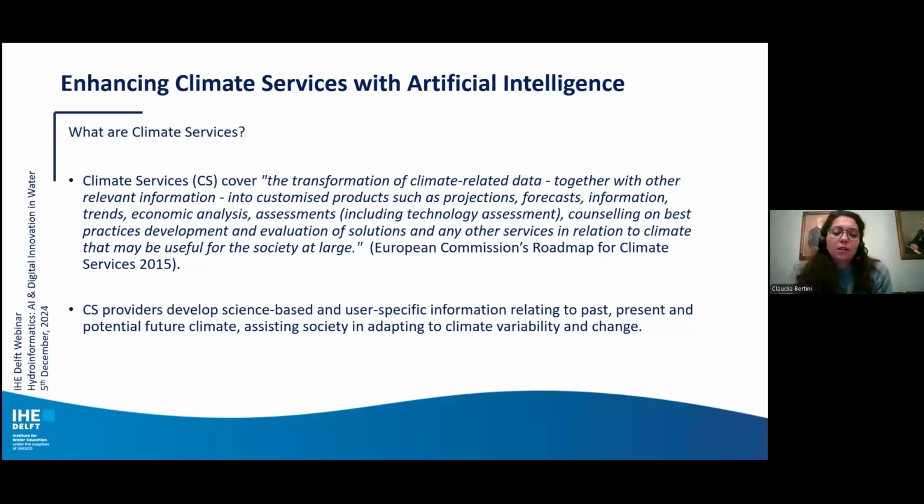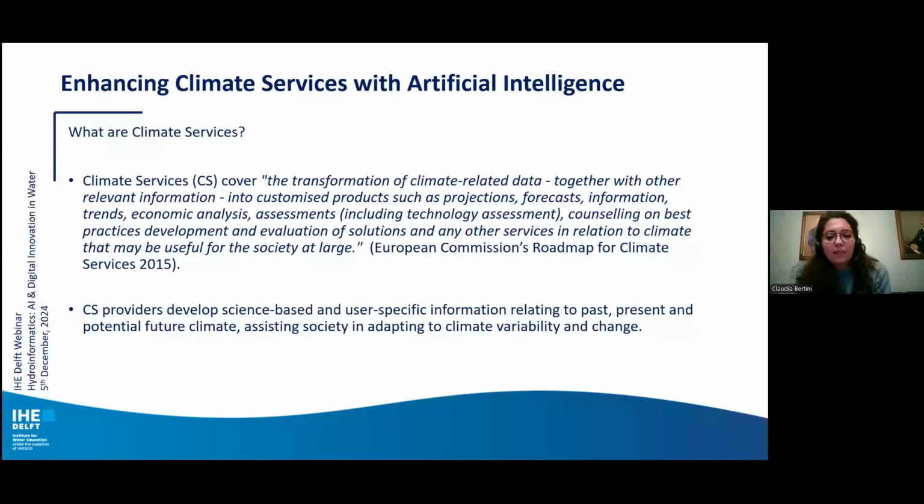So climate services, according to the definition of the European Commission's roadmap for climate services, cover the transformation of climate-related data together with other relevant information into customized products, which can be projections, forecasts, and information used to counsel on the best practices, development, and evaluation in relation to climate that may be useful for society at large. And climate services providers develop science-based and user-specific information related to past, present, and potential future climate, assisting society in adapting to climate variability and change.